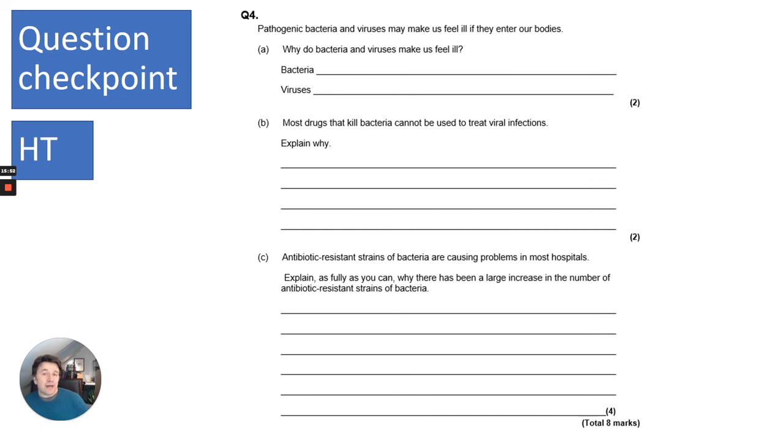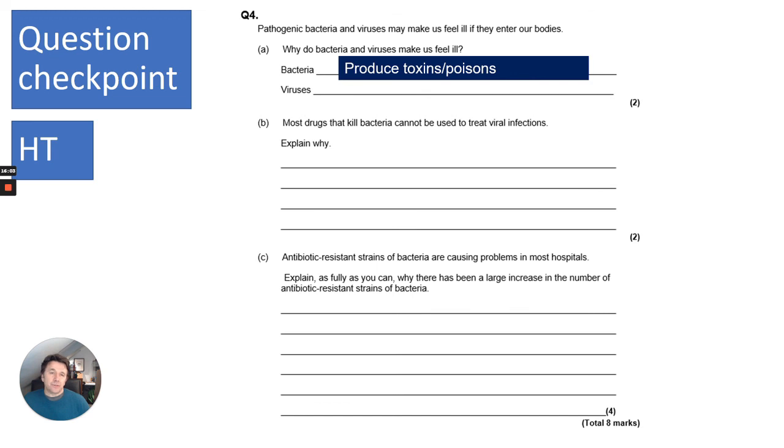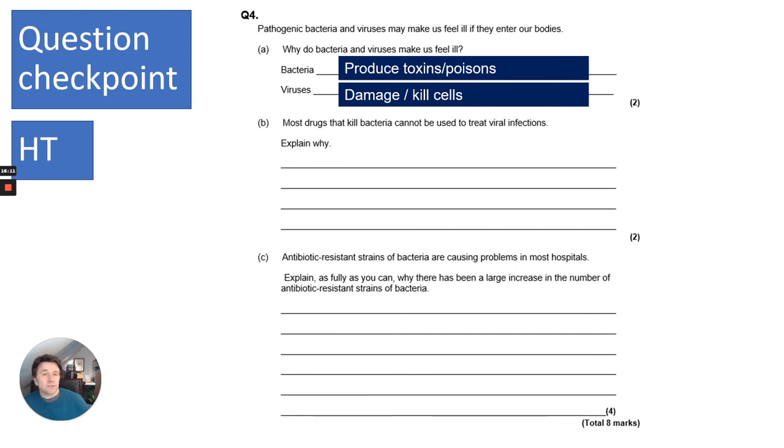Question 4. So pathogenic bacteria and viruses may make us feel ill if they enter our bodies. Why do bacteria and viruses make us feel ill? Well, that should be through your knowledge that bacteria produce toxins, whereas viruses damage and kill cells. Then it says most drugs that kill bacteria cannot be used to treat viral infections. Explain why. So you need to understand the difference between bacteria and viruses.